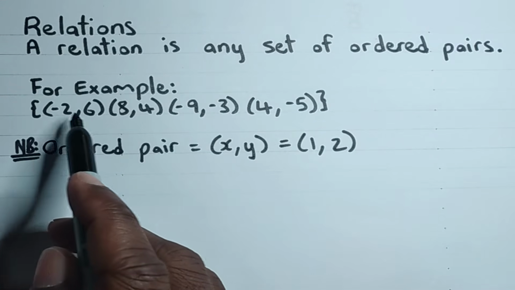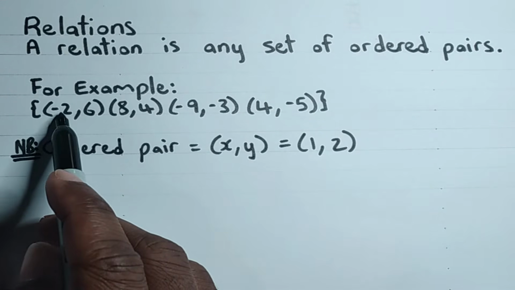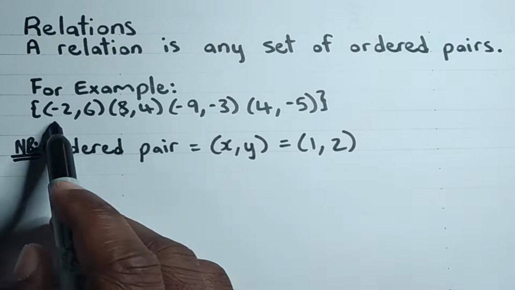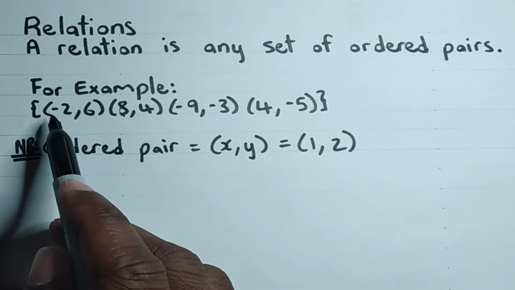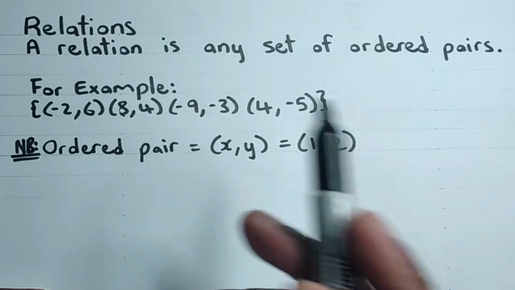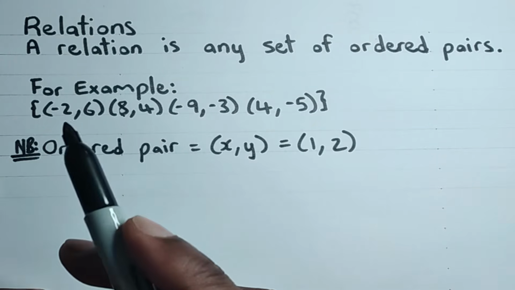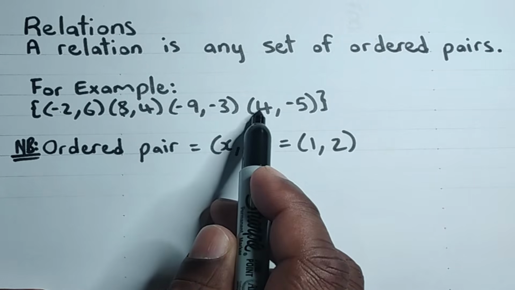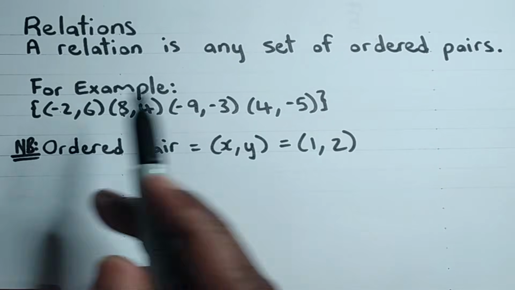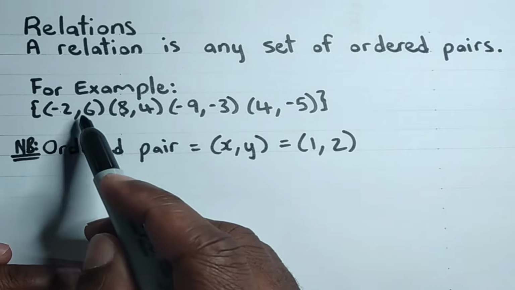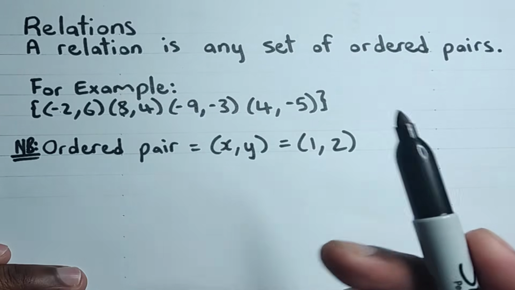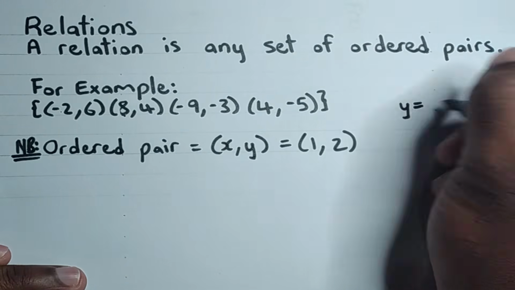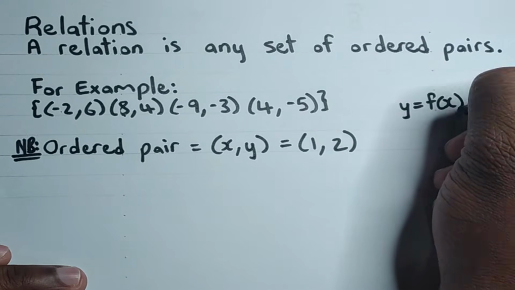Here we have -2 and we have 6. All the numbers or values that come at the front are the x-coordinates. So we have -2, 8, -9, and 4. All of these are the x-coordinates. And here we have the y-coordinates, which we also refer to as f of x. So y and f of x are the same thing.